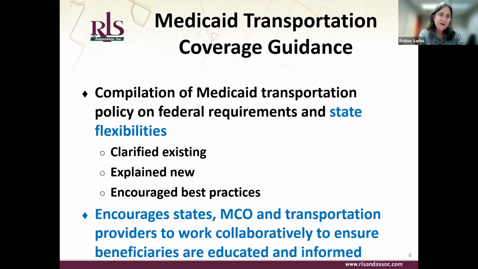CMS would love to see new and innovative ways of approaching NEMT services. It encourages states, managed care organizations, and transportation providers to work collaboratively to ensure that beneficiaries are educated and informed. Again, one of the concerns is a lot of this has been expressed repeatedly in our public transportation arena, is oftentimes beneficiaries, Medicaid beneficiaries, essentially just give up because they don't understand NEMT, they don't know how to get services, they don't know what they're entitled to. And so oftentimes NEMT services are really underutilized because of that. And so CMS recognizes that. And they said, we need to work together to educate and inform our beneficiaries.